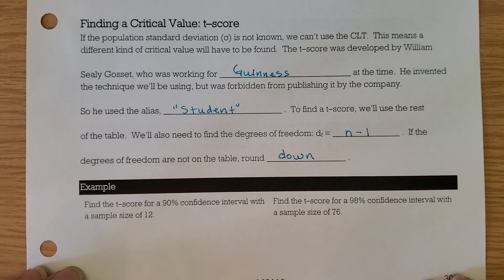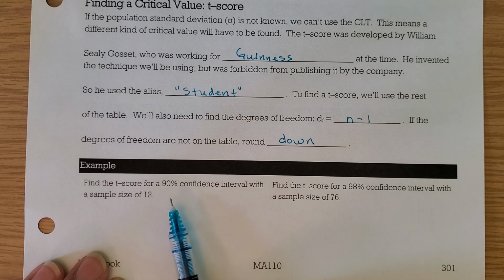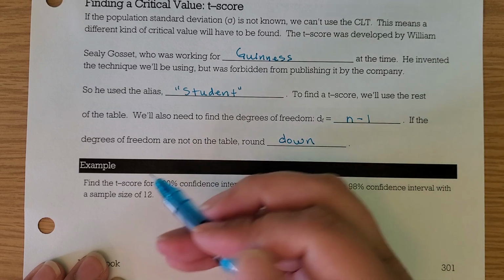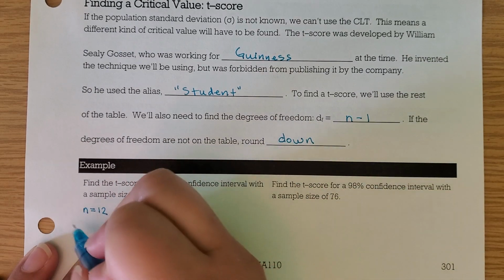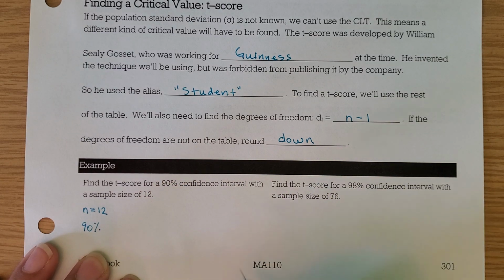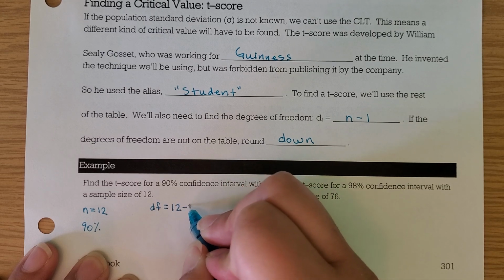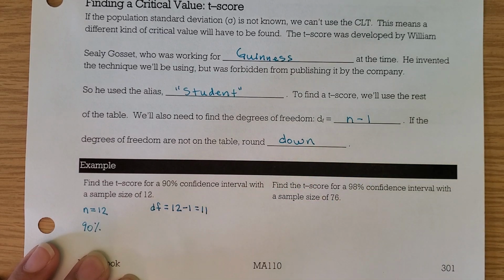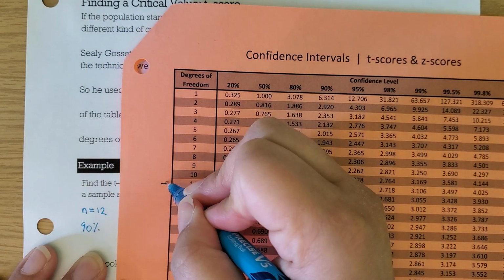So let's do some examples here. All right, first we're going to find the t-score for a 90% confidence interval with a sample size of 12. So this means that n is 12 and my confidence level is 90%. So first I have to find my degrees of freedom, which is going to be 12 minus 1, which is 11. So this means that on my table, I'm going to be looking in the row for 11.